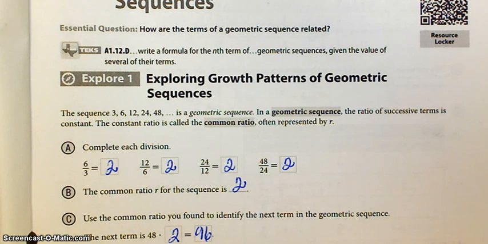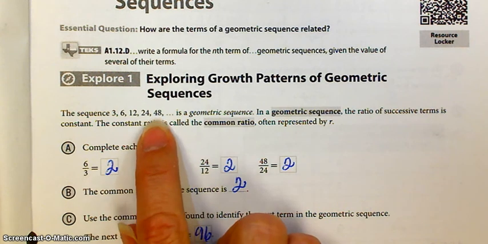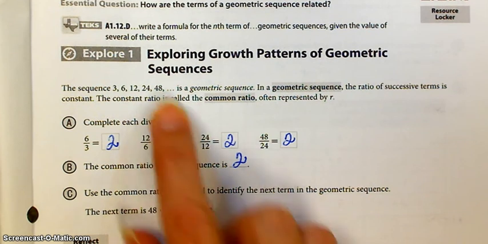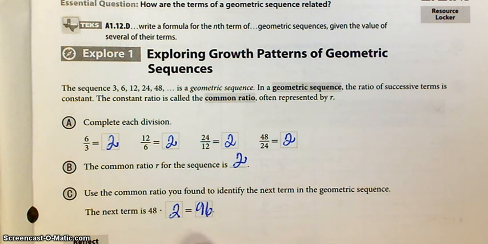And then it says to use the common ratio you found to identify the next term in your geometric sequence. Well, if you have 48, in order to get the next number in the sequence, you would just say 48 times the common ratio 2, and you would get 96.